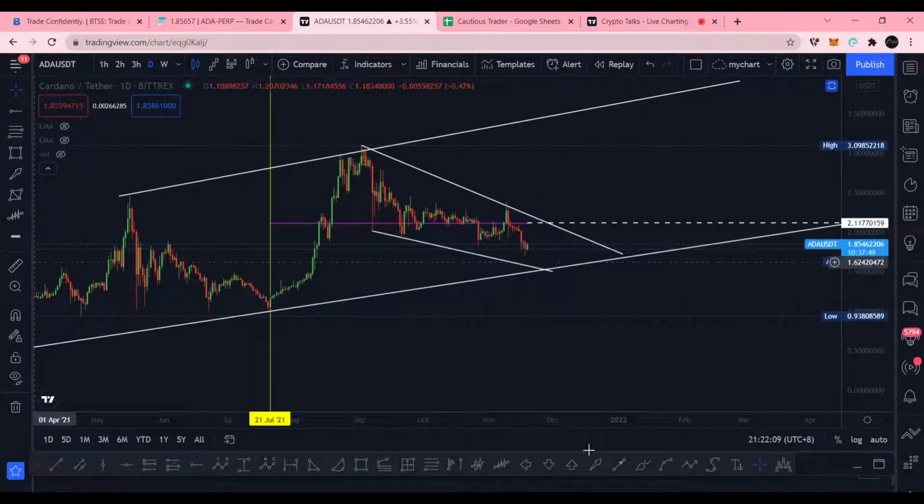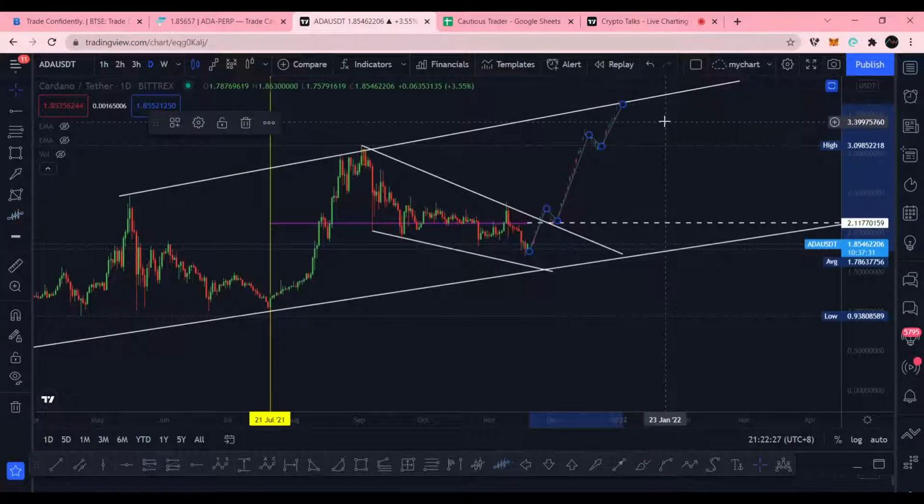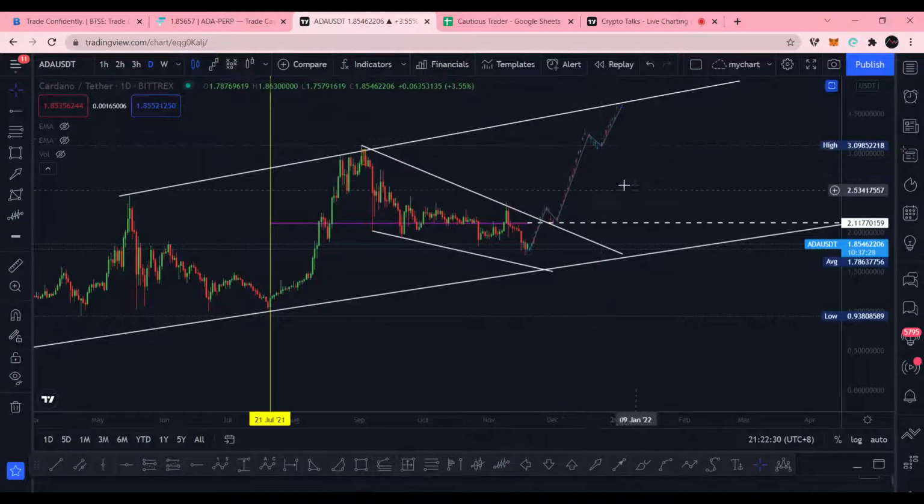And so the possible scenario here is, of course, breakout, retest, and possibly to that. So that's the first possible scenario. So of course, for me, on a conservative note, I will re-enter at the breakout or at a pullback within this $2.11. At least above that. That's my personal entry price.